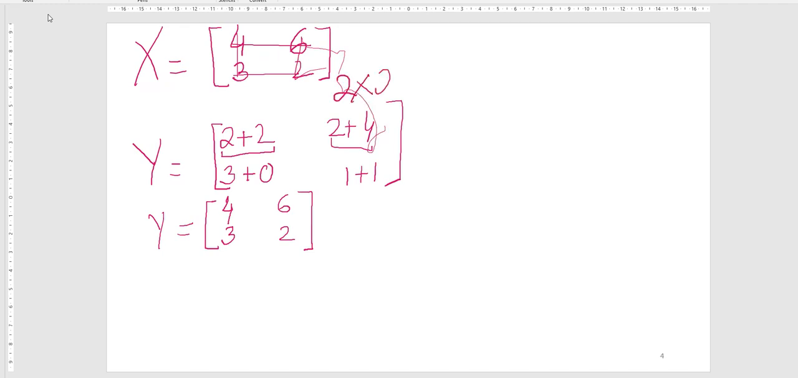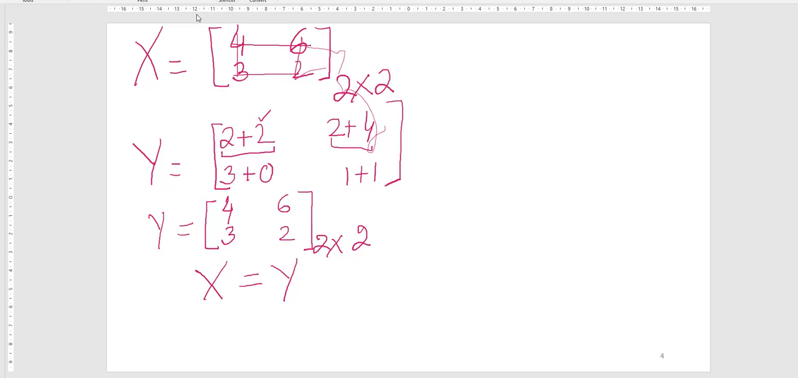So the order is 2 by 2. Same is here, 2 by 2 is the order. Now check the corresponding entries. So see here 4, 6, 3, 2, 4, 6, 3, 2. It means X is equal to Y. But here you have to be very careful. See, here is a positive sign, 2 plus 2. That is why I am adding 3 plus 0.